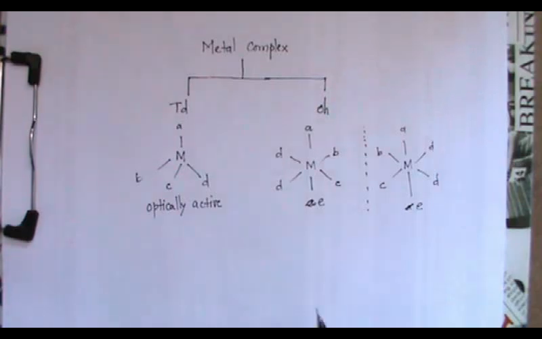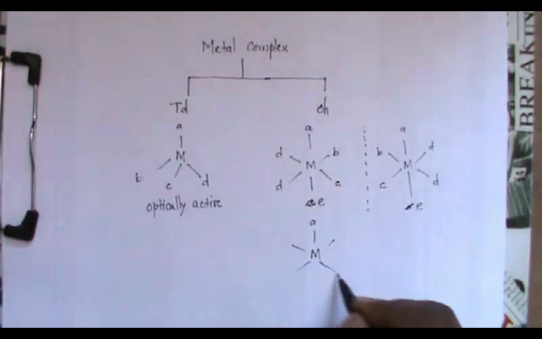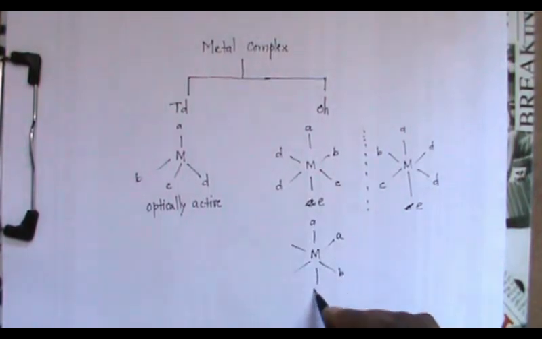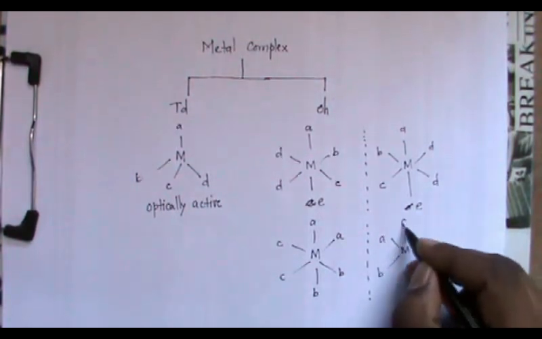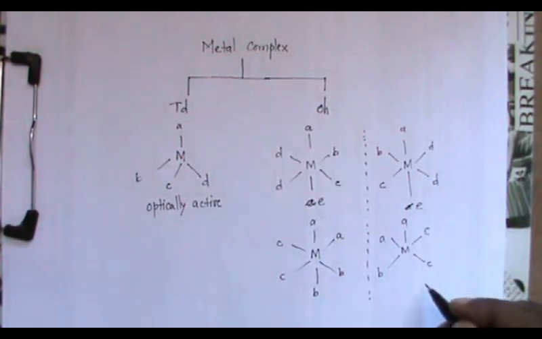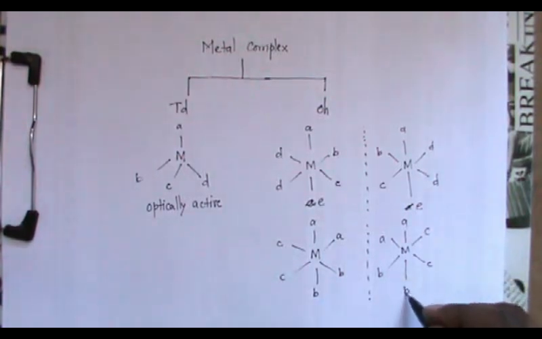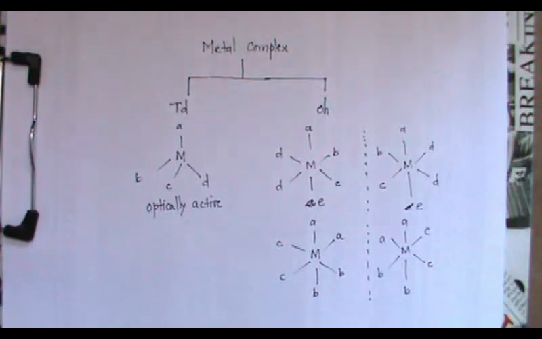I go for one more example. Here I have only 3 ligands. The mirror image will be like this. These two are not superimposable. So when you have minimum 3 ligands and when they are placed in this fashion, that complex will be optically active, that can rotate the plane polarized light.